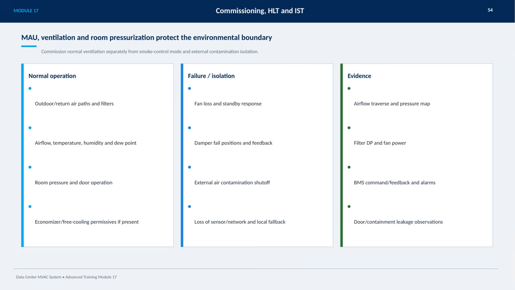If the system includes economizer or free cooling features, we check their permissives to maximize efficiency. In case of failure or isolation events, it's important to verify fan loss responses and standby operations, damper fail positions, and the ability to shut off contaminated external air. We also prepare for sensor or network loss by having local fallback controls in place. Evidence of proper system functioning includes airflow traverses and pressure mapping, monitoring filtered differential pressure and fan power, and tracking BMS commands, feedback, and alarms. Finally, observing door and containment leakage gives us practical insight to verify environmental integrity.